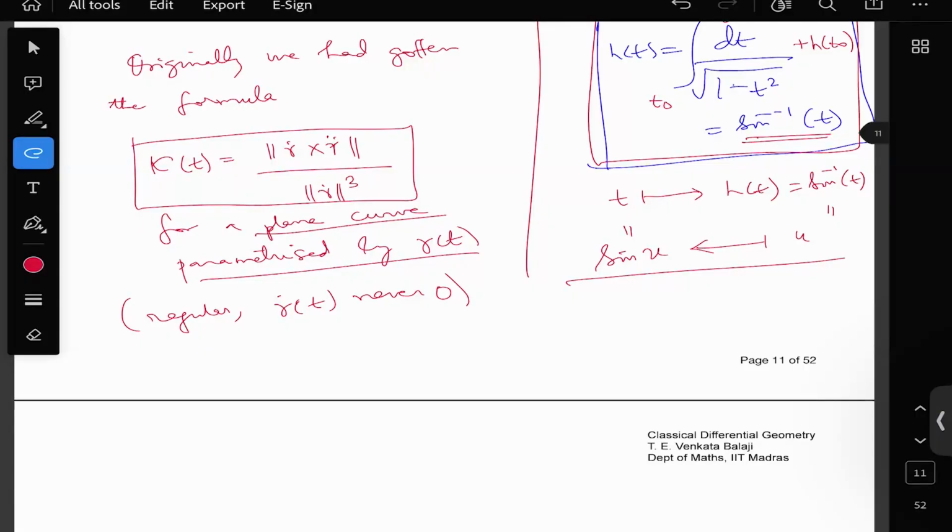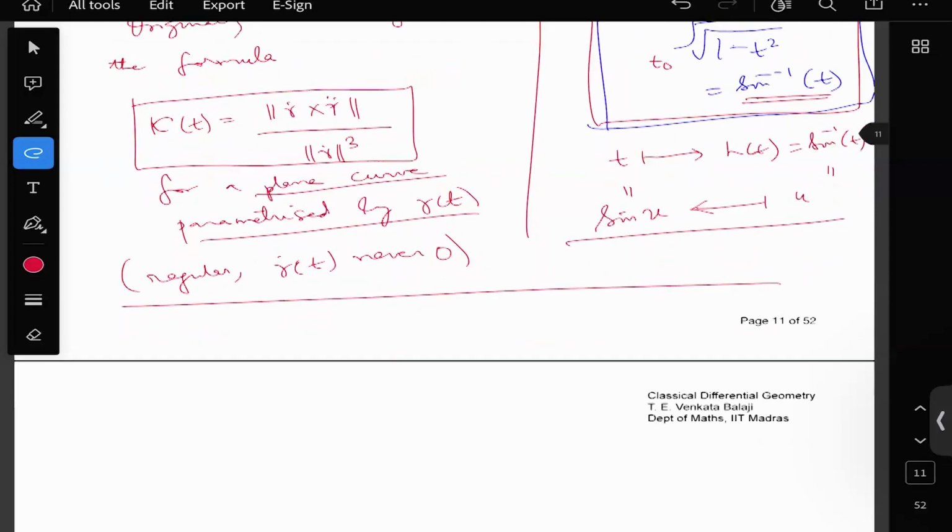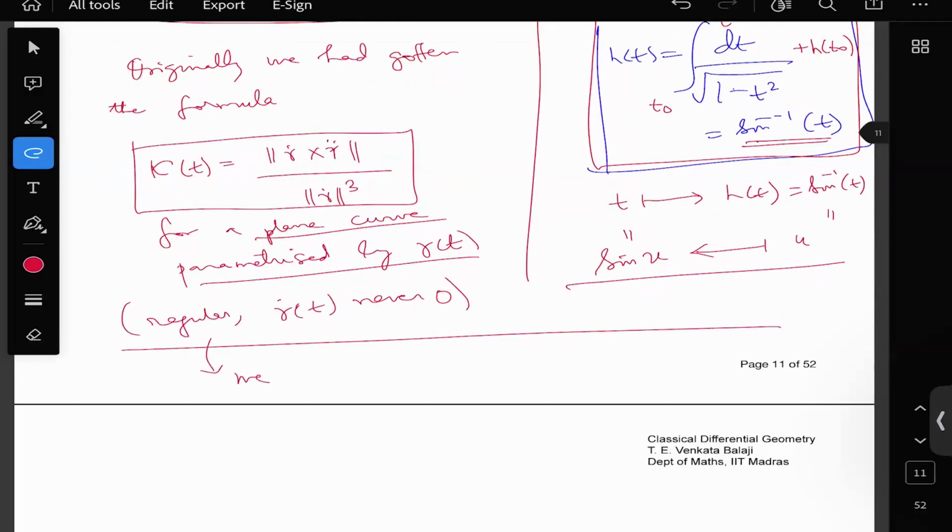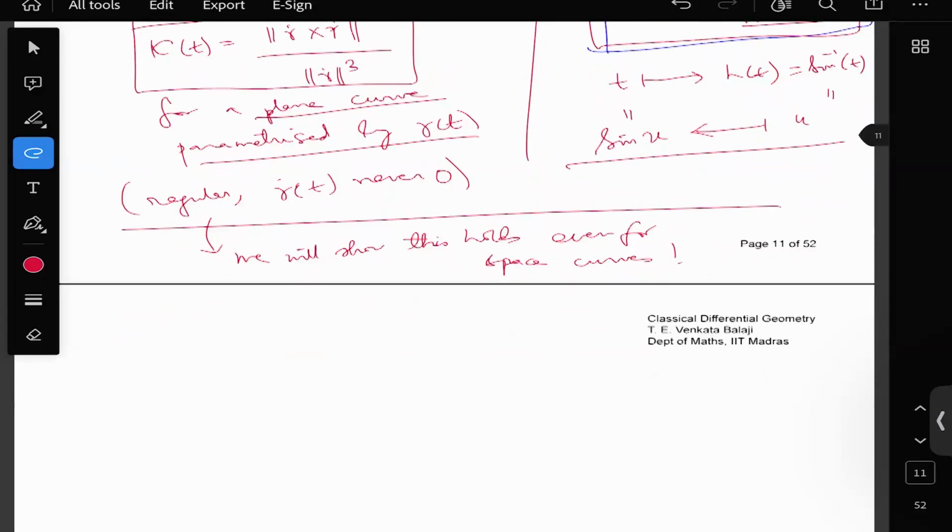So let me write this. We will show this holds even for space curves. Okay, we will show that. So let me recall. You have this gamma of t. This is regular. Then what you do is you write this as capital gamma of u. This is the unit speed parameterization.